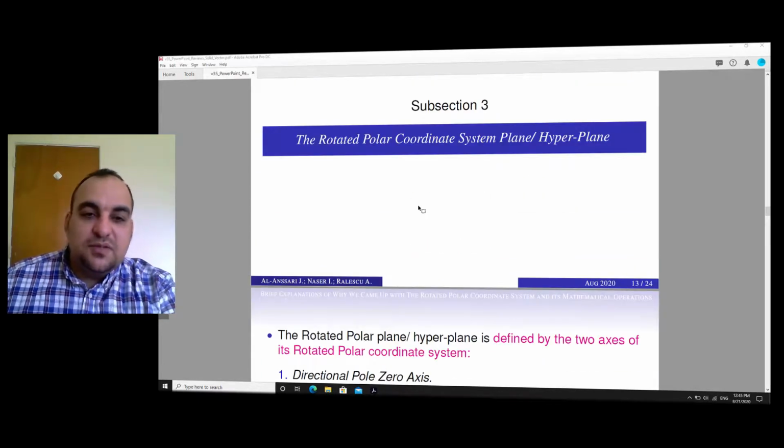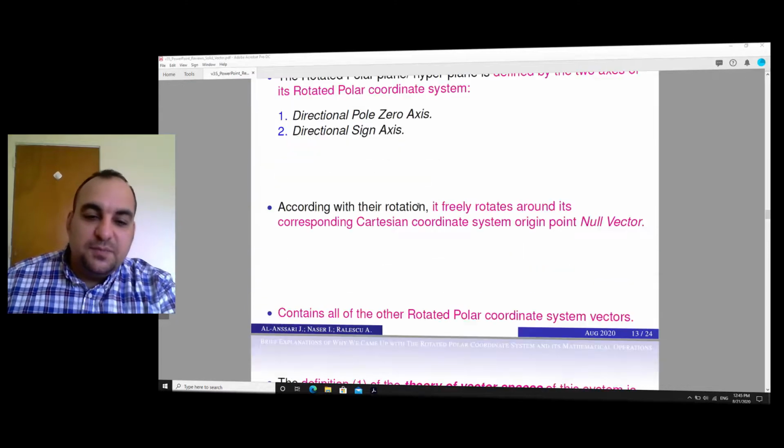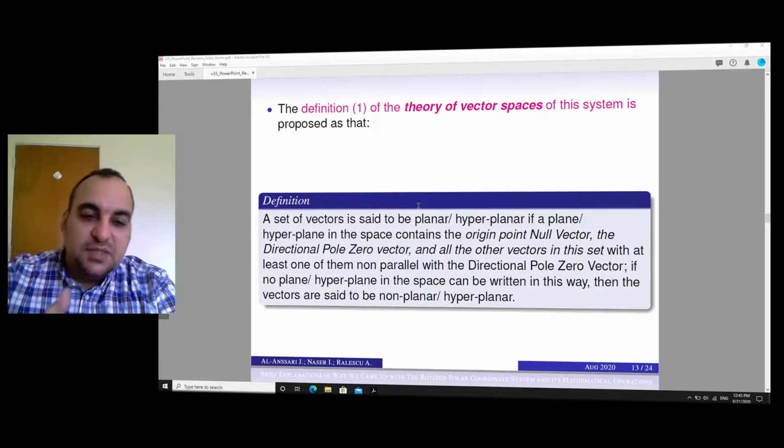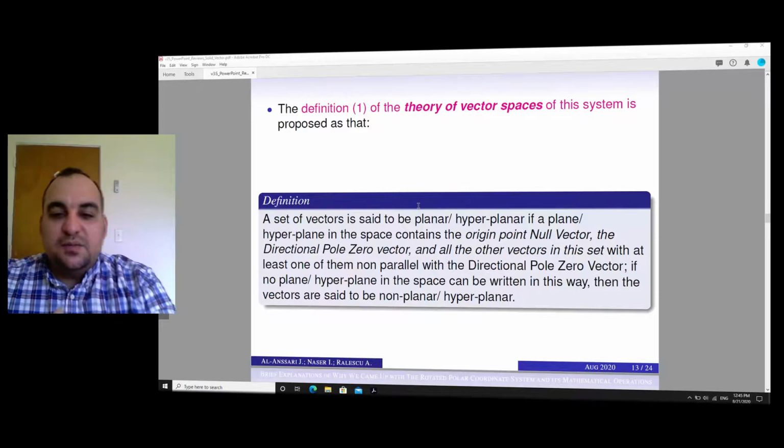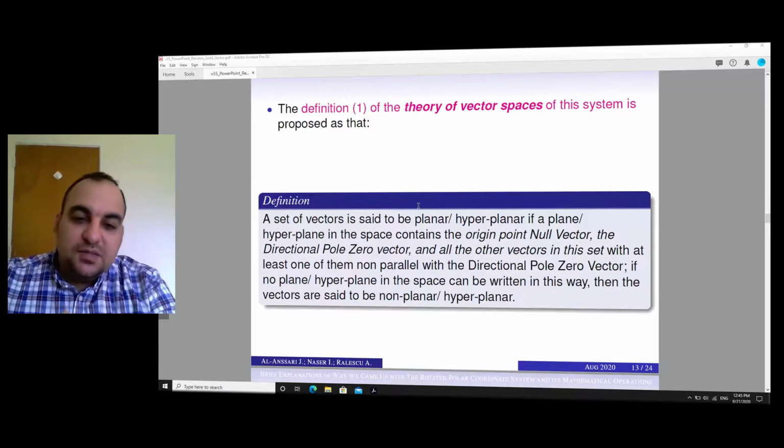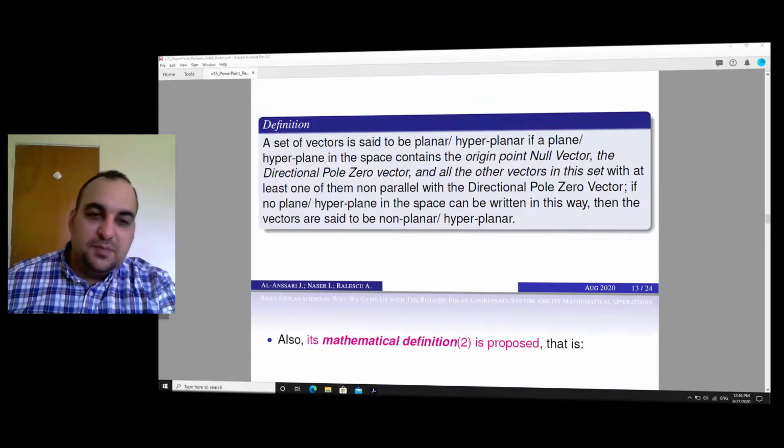So next I define the rotated polar coordinate system plane hyperplane. We define a set of vectors as said to be planar hyperplanar if a plane hyperplane in the space contains the origin point null vector, the directional pole 0 vector, and all the other vectors in this set, with at least one of them non-parallel with the directional pole 0 vector. If no plane hyperplane in the space can be written in this way, then the vectors are said to be non-planar hyperplanar.